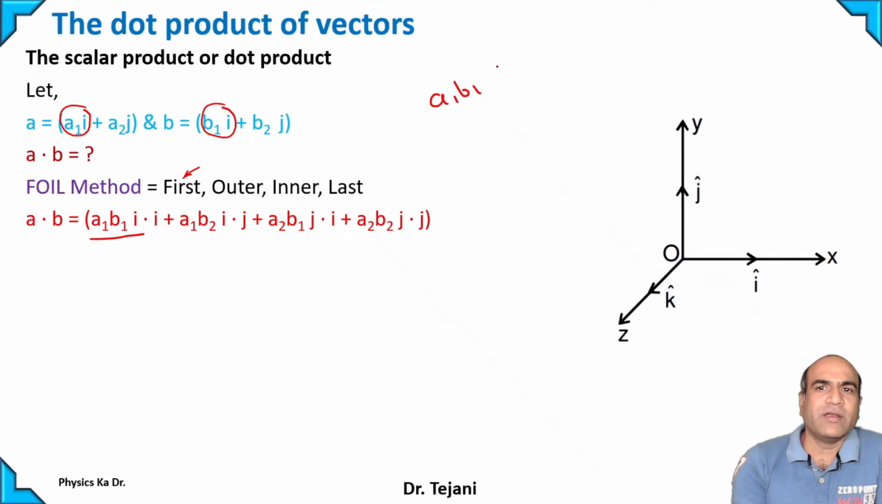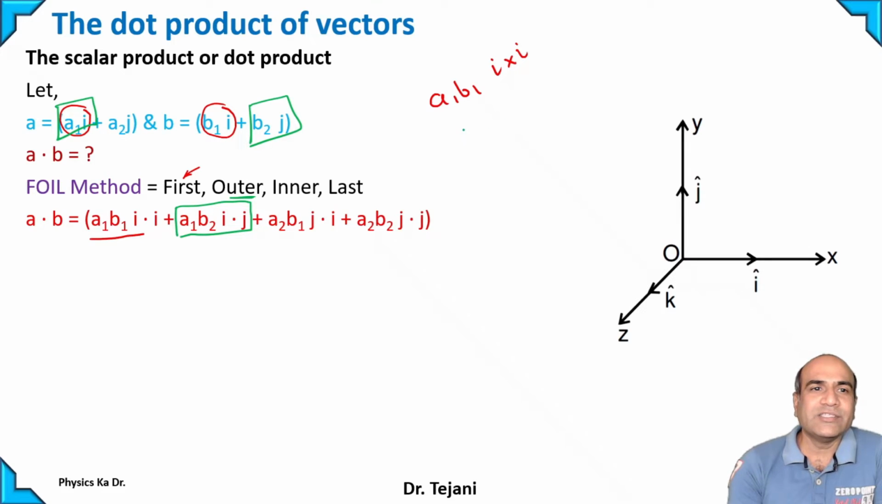So that gives us A1 B1, I multiplied by I. Right, I multiplied by I. Then outer, so outermost, this is outer and that is outer. So what does it give? A1, outer is B2, I, J. A1 B2, I multiplied by J. Right. Just to avoid confusion, we put a dot here.